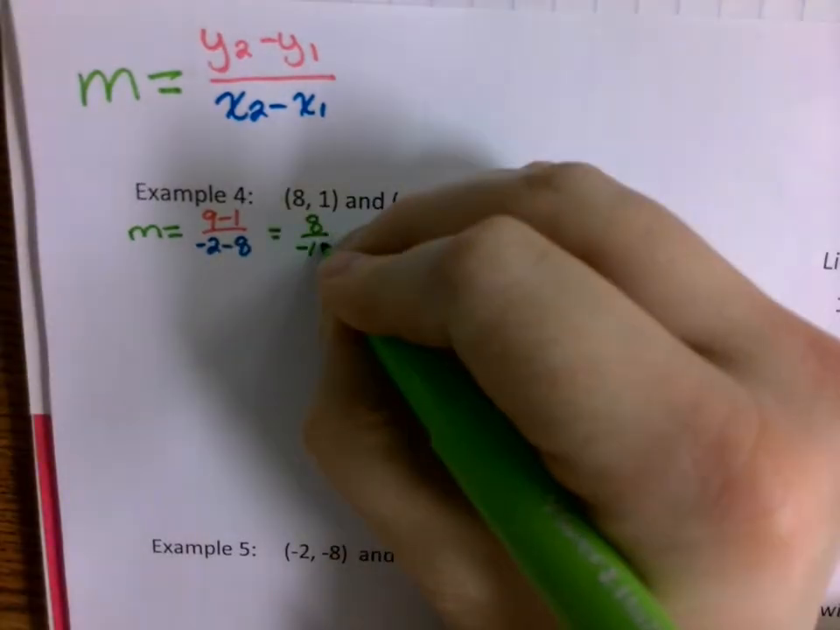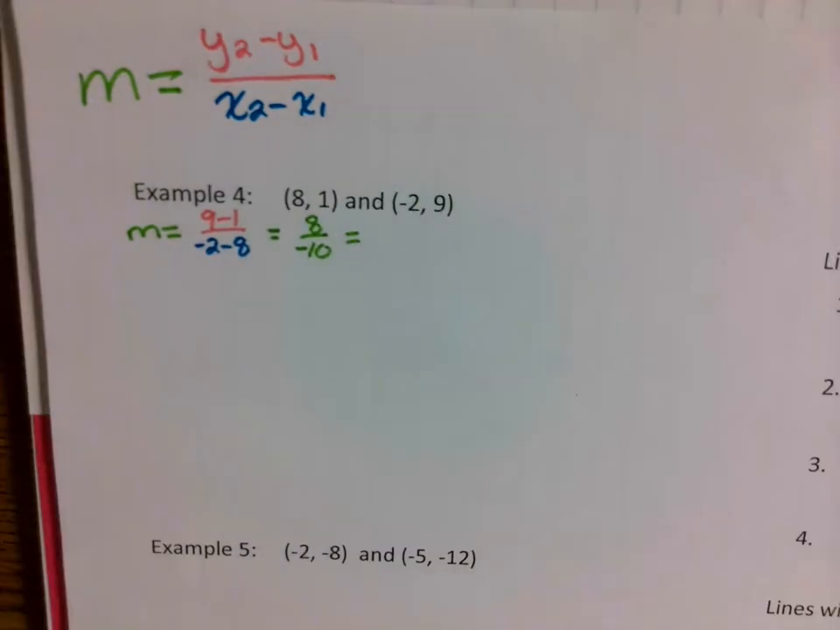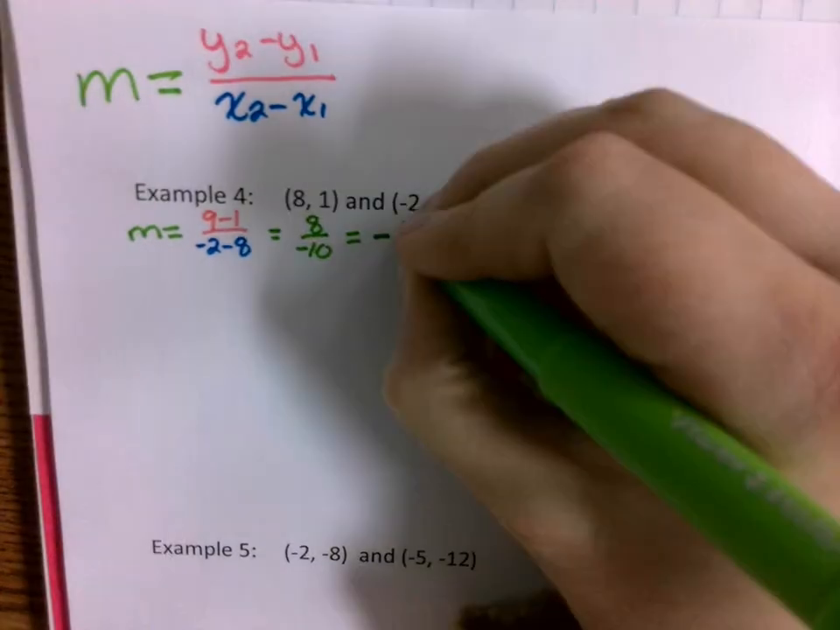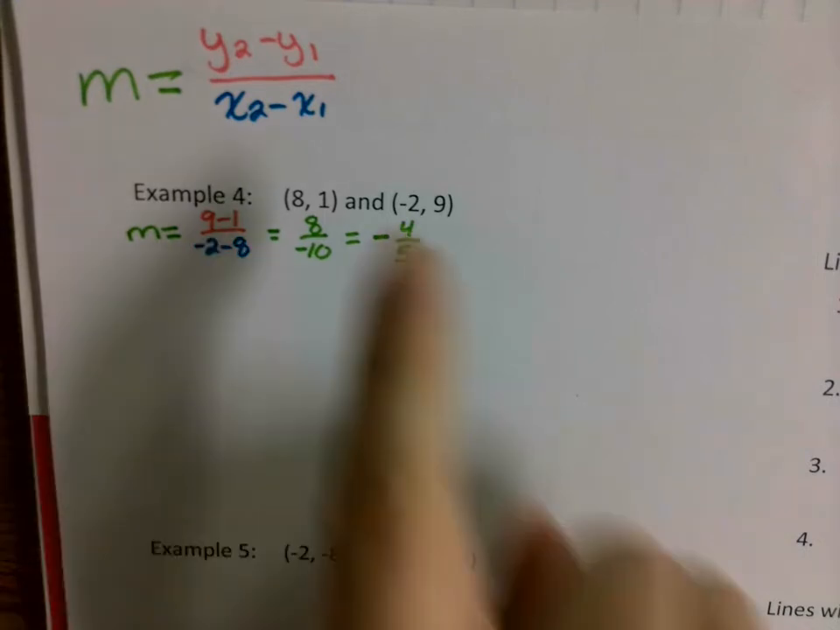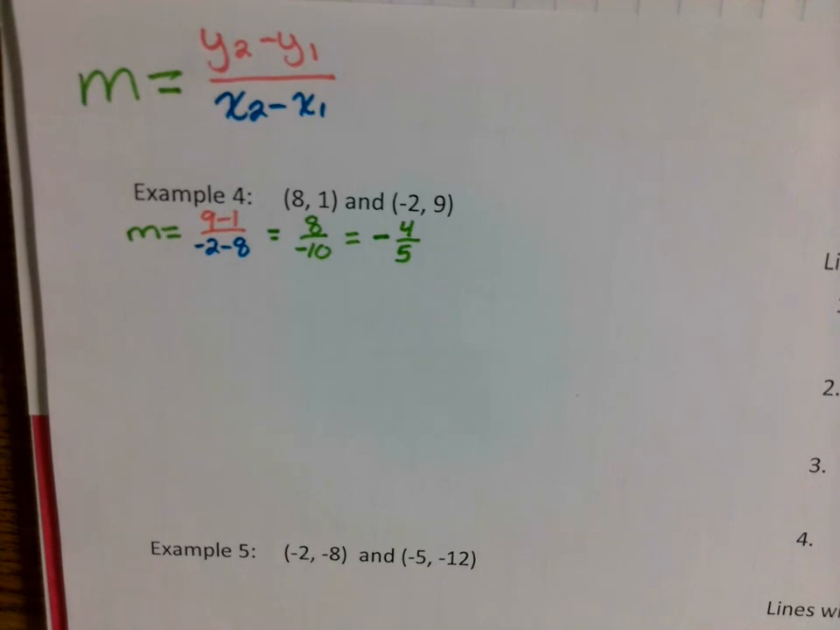And then I just need to simplify. 8 over negative 10, I can bring the negative out in front, and then 8 over 10 simplifies to 4/5. So there's my slope. My slope is negative 4/5. Now, when I'm putting it into point slope form, it doesn't matter which point I choose for point slope. It will come out the same. It will come out identical in the end when you simplify it. So let me go ahead and show you.